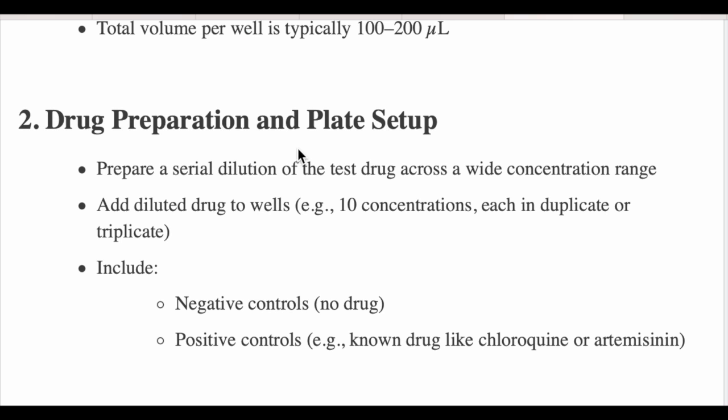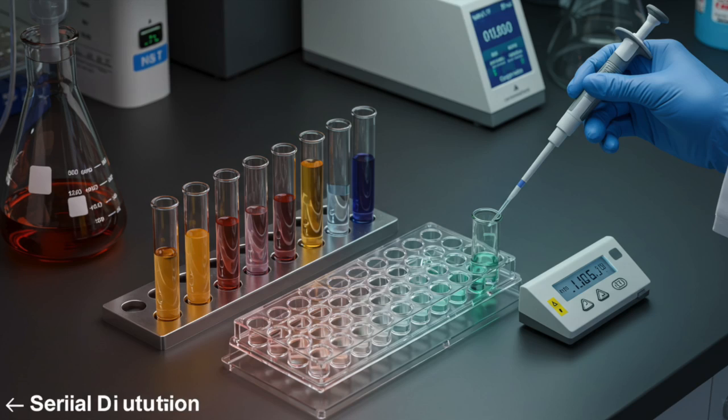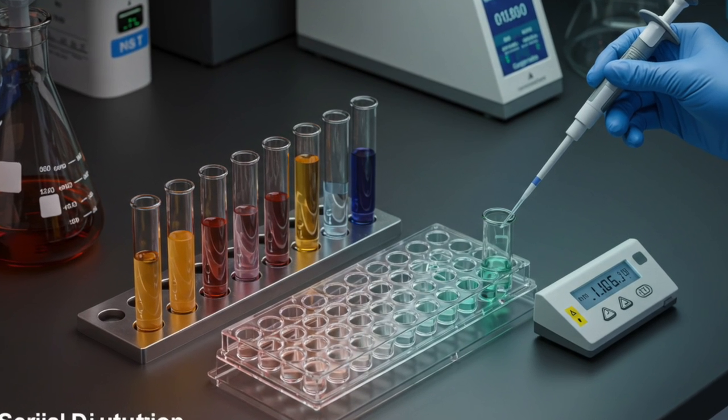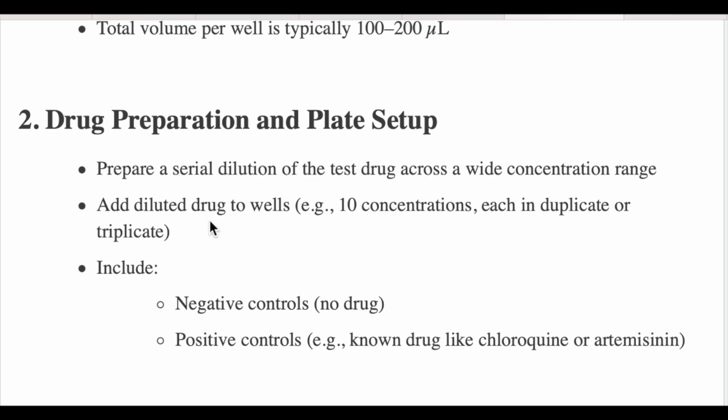For your drug preparation, you prepare a serial dilution of the test drug across a wide range, as mentioned. Then you add the diluted drugs to the wells. Let's say you have 10 concentrations and each is done in duplicate or triplicate. You want to include a negative control, where you have parasites at the same volume but haven't added any drug, so you can reference it and compare.